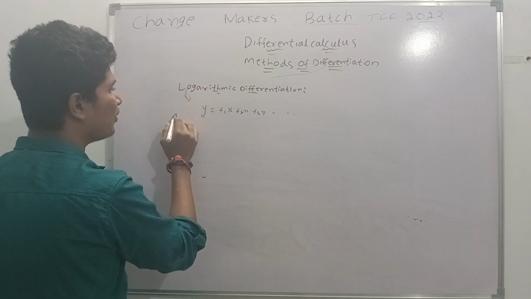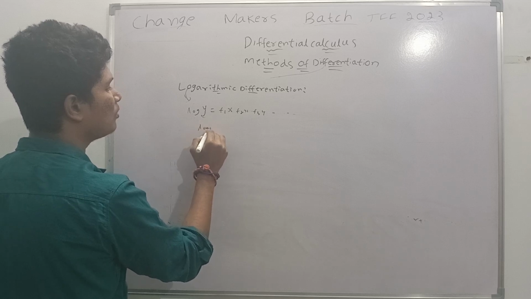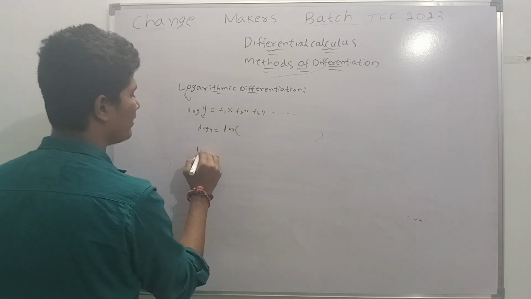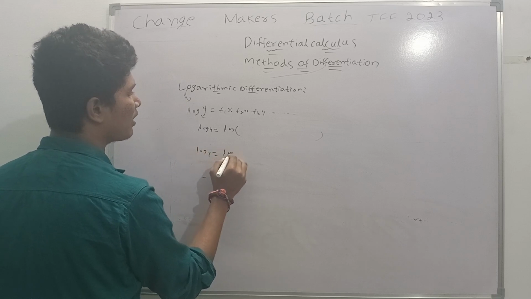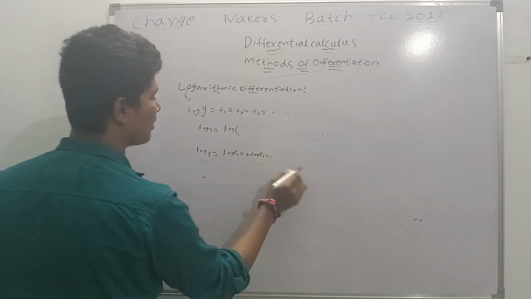If you use logarithms, what will it turn into? Log y equal to log of all this. So when it splits, log f1(x) plus log f2(x), like this it will come.